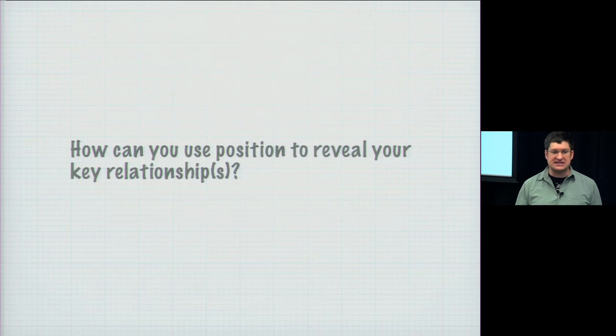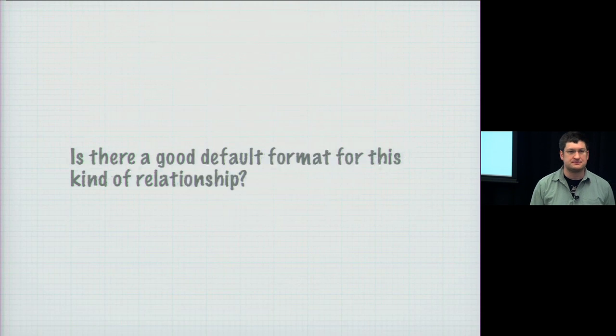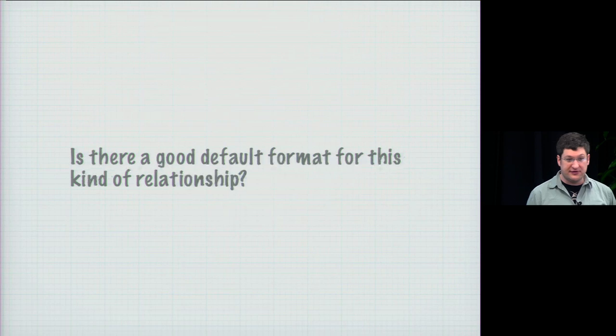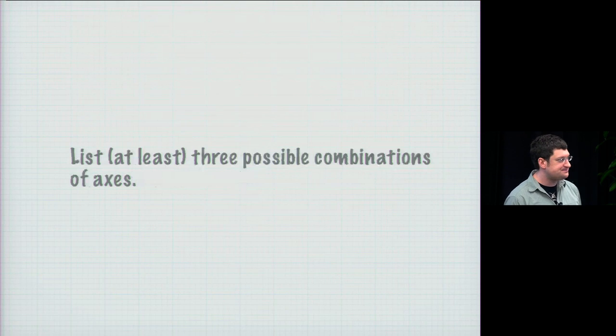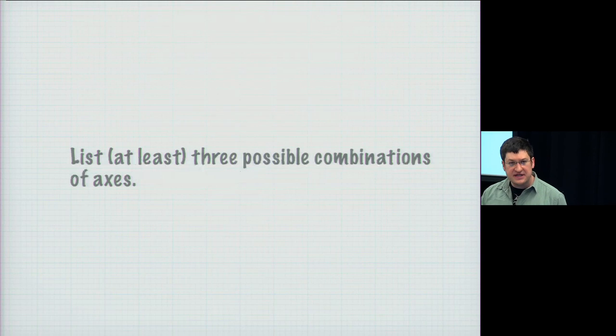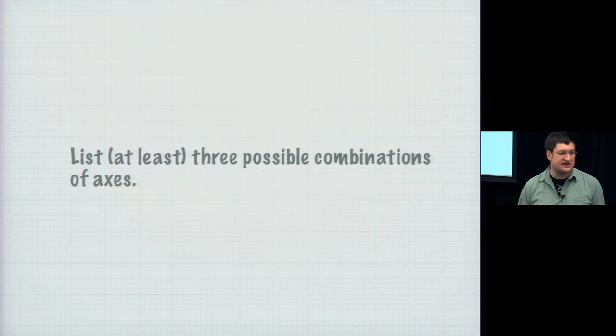So understanding what the key relationship is, thinking about ways you can place it. And is there a good default format or not for this kind of relationship? If there's a good default format, consider it. Don't have to buy it, put a 30-year mortgage on it, but rent it maybe, see if you like it. Try some other things too. List some different combinations of axes that might give you different kinds of insights. List some that you're pretty sure are not going to work and plot them out anyway, just for fun, just to see what you get.